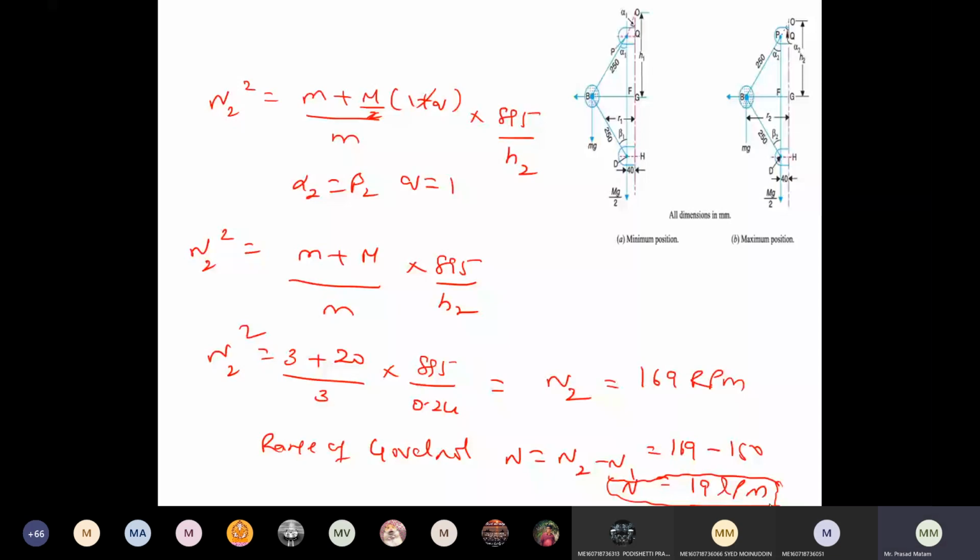Why I am solving more problems in the Porter governor is that in the examination, 70% you may get questions from these only, 70 to 80%. Majority you can get questions from only the Porter governor. In some cases you can get the Hartnell governor. But 70 to 80% you can get questions from the Porter governor only. That's why I'm solving more problems. Okay, I will stop here.